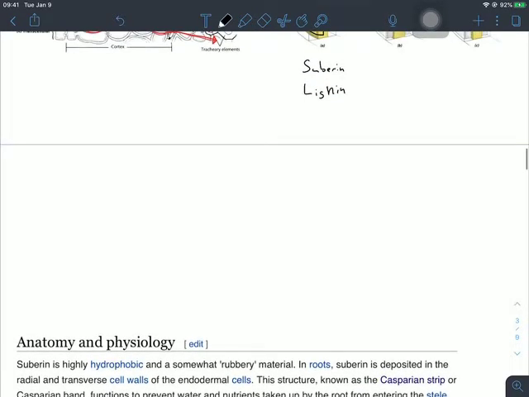Now, in terms of some other details about suberin, we call it a lipophilic barrier, meaning it is a lipid-loving thing, and y'all know that lipids, like oils and water, do not mix, so a lipophilic barrier is something that will not allow water through. Suberin is a major component of cork.